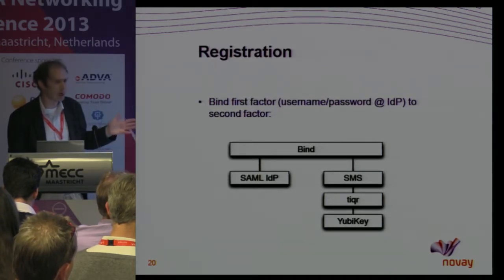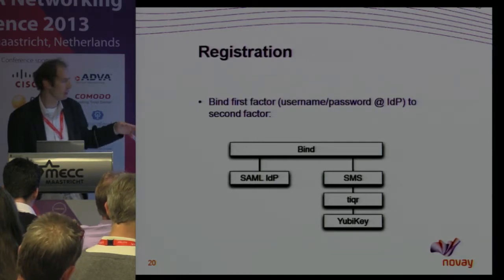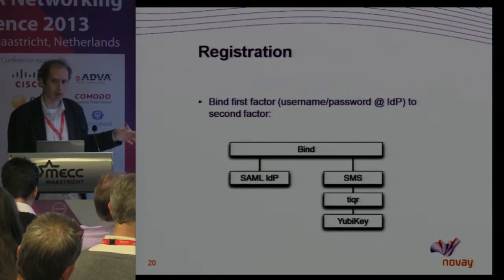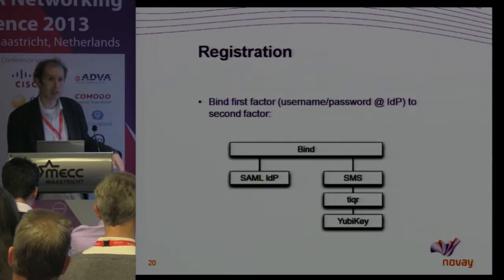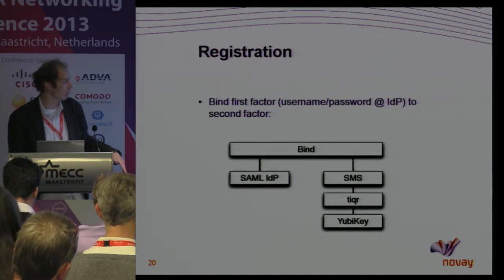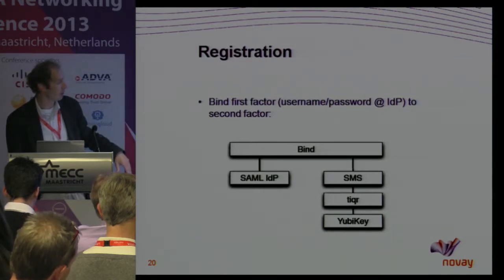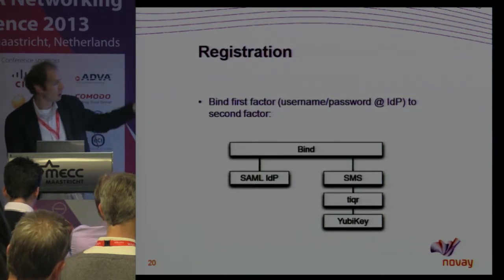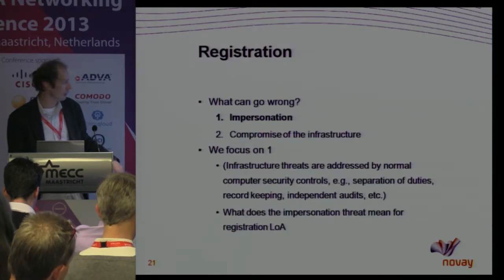The server should be open in that respect. It should be agnostic to what authentication tokens are available, or at least the federation operator should be able to add new authentication tokens if you can determine a good level of assurance for that token, of course. So it's about binding the original IDP authentication credentials to a new credential. Okay. So what can go wrong there?